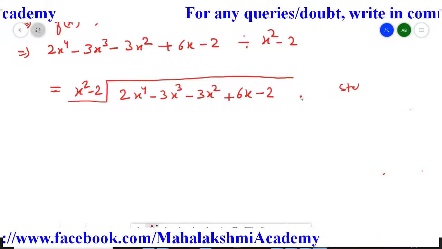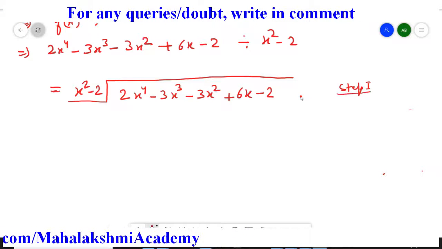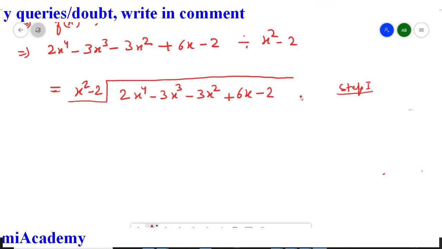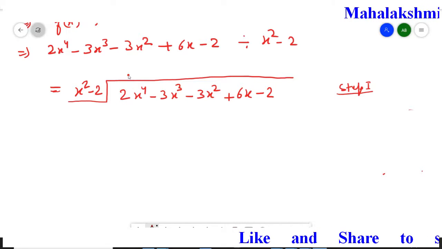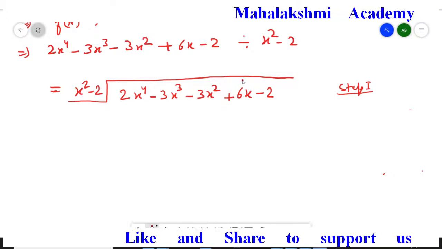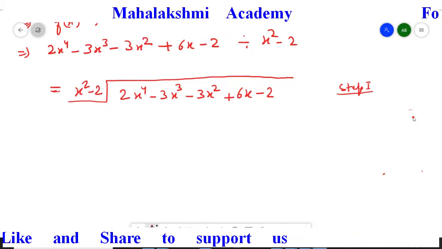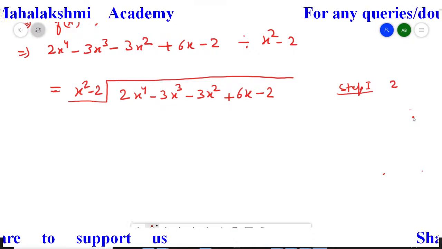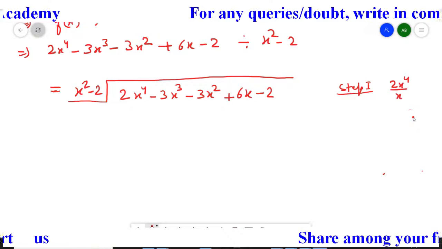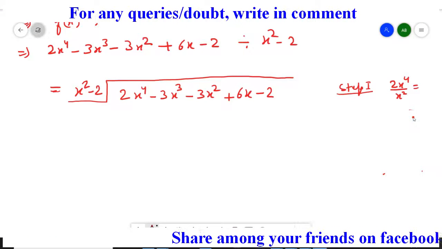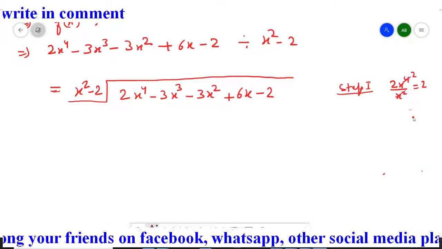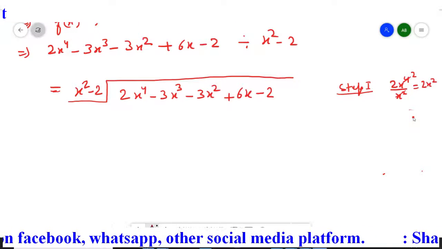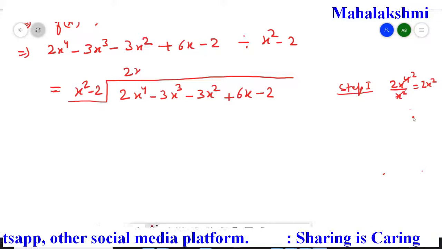In step first, the first term of the dividend is 2x to the power 4, and in the divisor it is x square, so we have to divide them to find out what is going to be the quotient. We divide 2x to the power 4 by x to the power 2. That will completely cut x square, and we are going to get 2x square. So the quotient for first step is 2x square.